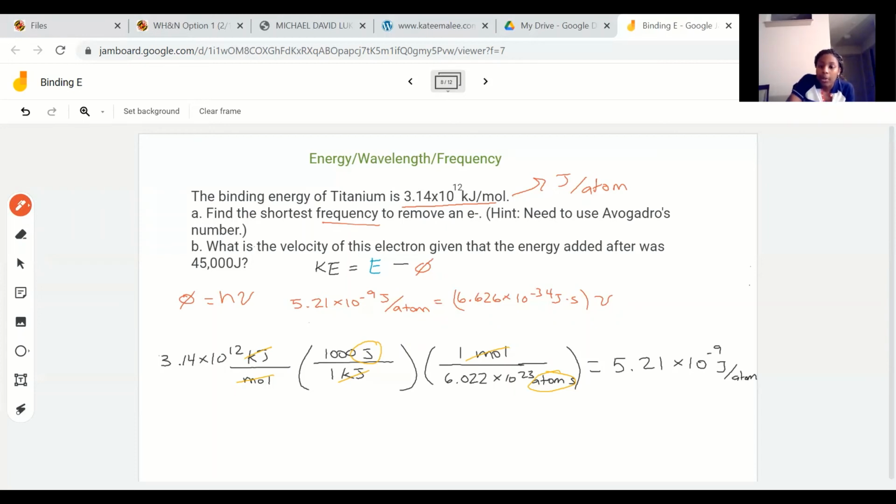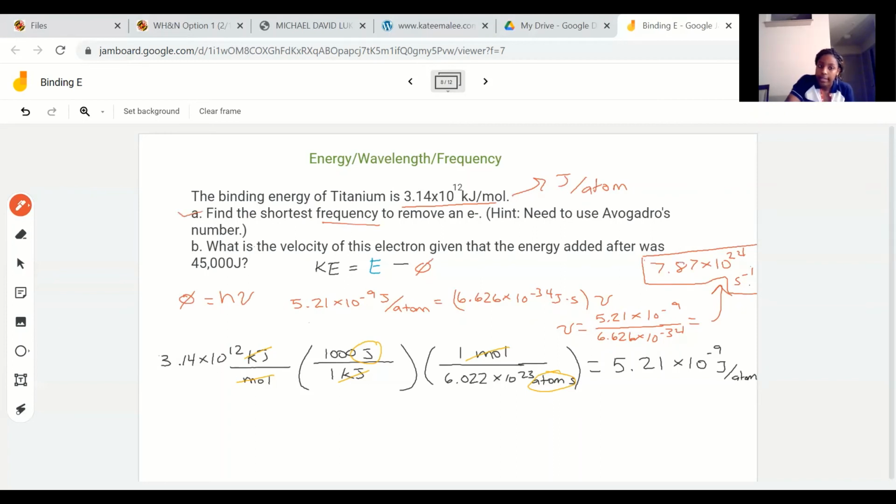So, in order to solve for frequency, what we're going to do is divide those two numbers. The frequency is 5.21 times 10 to the negative 9 over 6.626 times 10 to the negative 34. It's going to be, okay, so your answer should have come out to be 7.87 times 10 to the 24th. And what are we talking about? Frequency. So frequency is going to be seconds inverse, right? So this is part A. A is done.